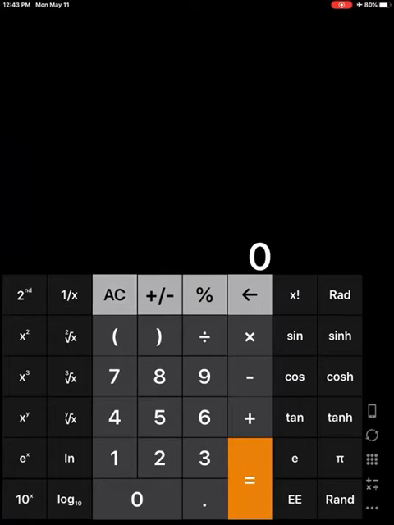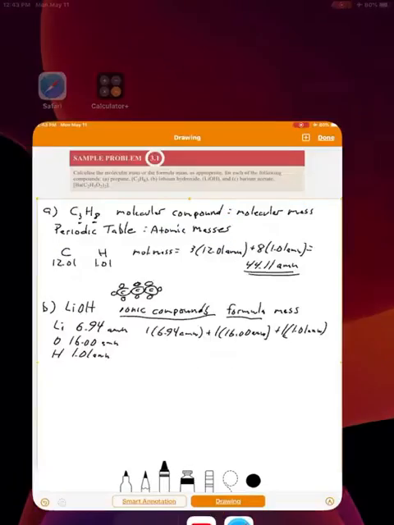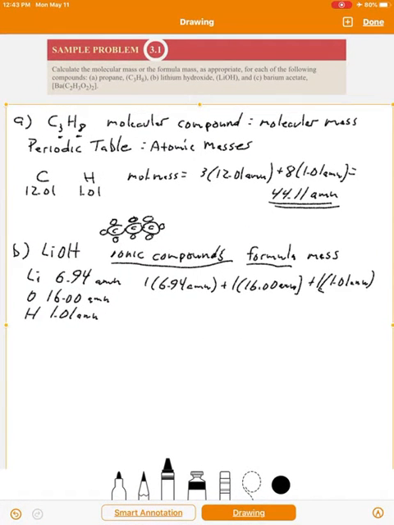We'll clear this out. So 1 times 6.94 plus 1 times 16.00 plus 1 times 1.01, 23.95 AMU. Okay, easy enough, right? So the formula mass of lithium hydroxide is lower than that of propane, C3H8. So let's do the last one.